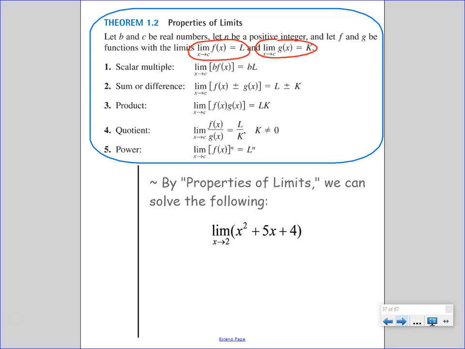Technically, last year we went into limits really, really quickly, and so I showed you some tricks really, really fast. But technically, limits take a while to build, meaning all we can assume at first are just the three that you wrote down originally. Limit as x approaches c of b is b, limit as x approaches c of x is c, limit as x approaches c of x to the n is c to the n. Okay. We have to start there.